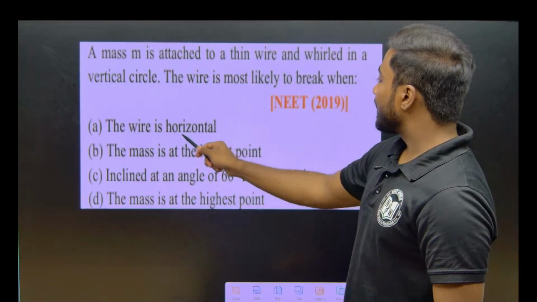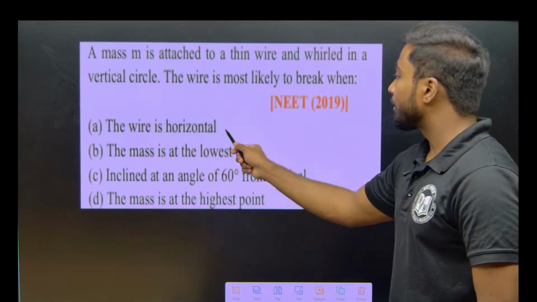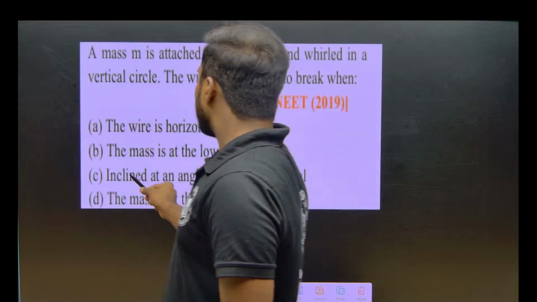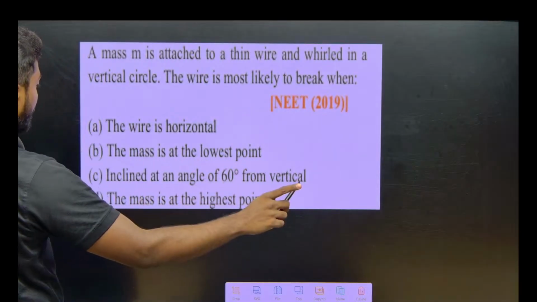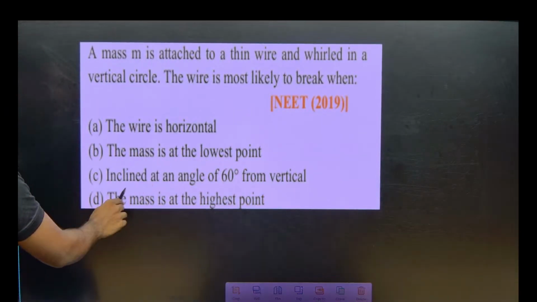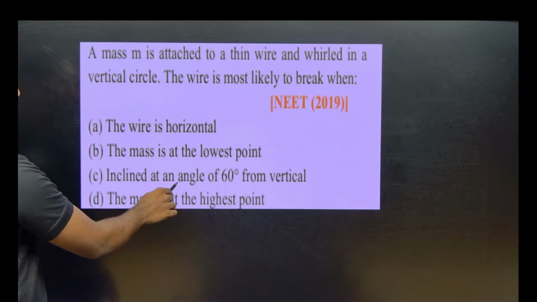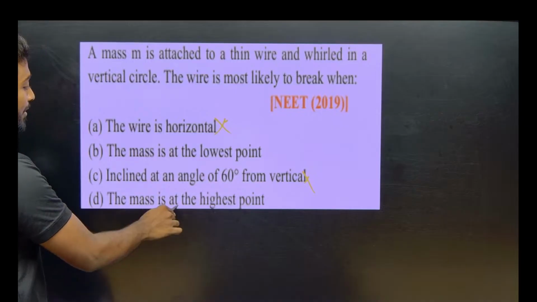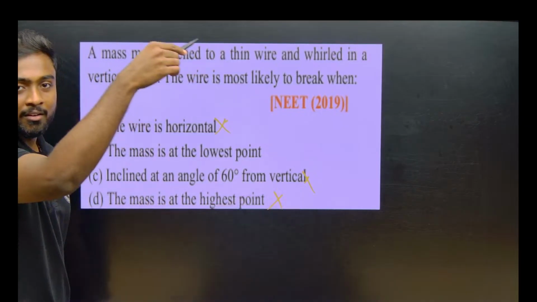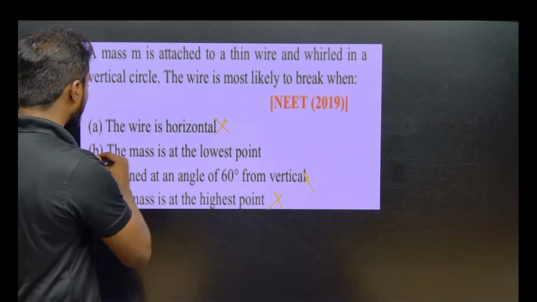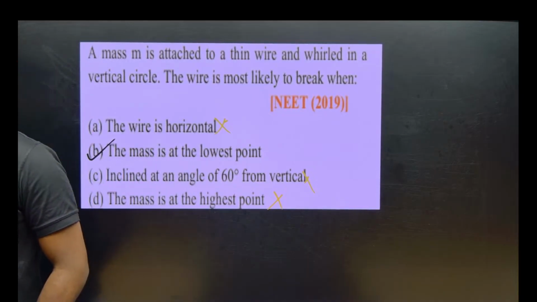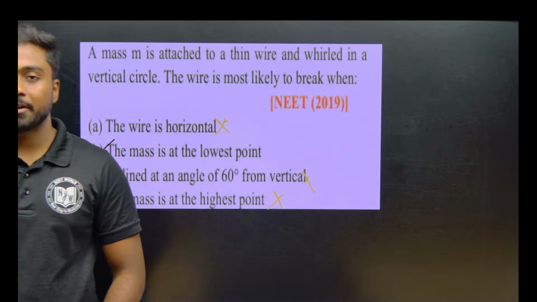So what are the given options here? The wire is horizontal. In the horizontal direction, it won't break, but the mass is at the lowest point. One thing we can keep. And the inclined angle at 60 degrees, no, this also won't come. The mass is at the highest point. Highest point in the sense it will try to come down. So the answer is the mass is at the lowest point.